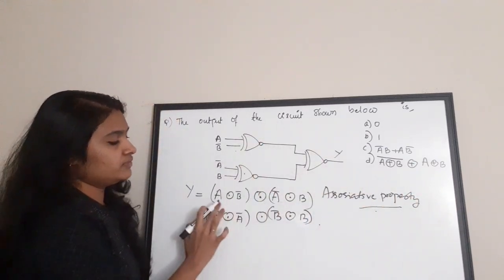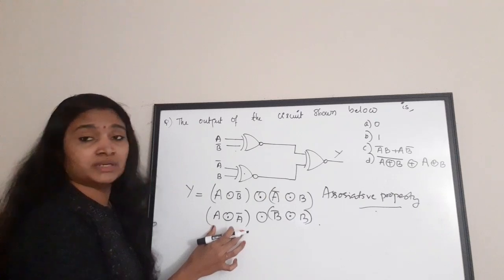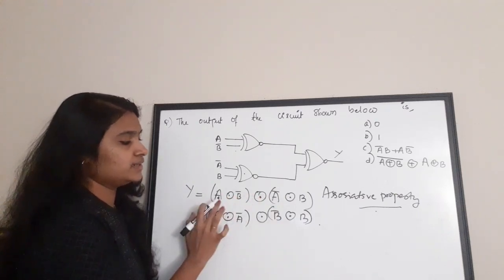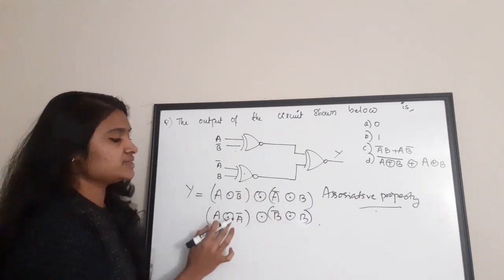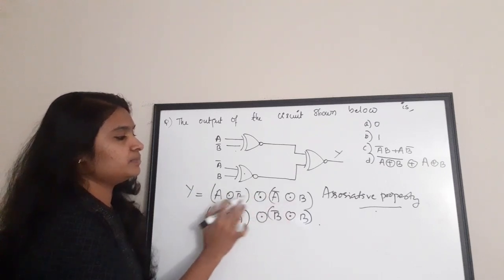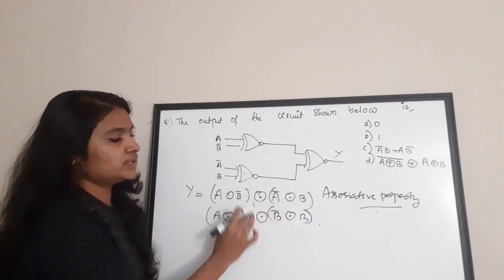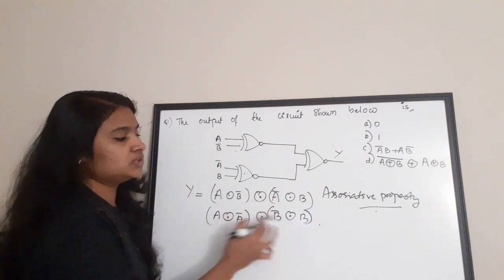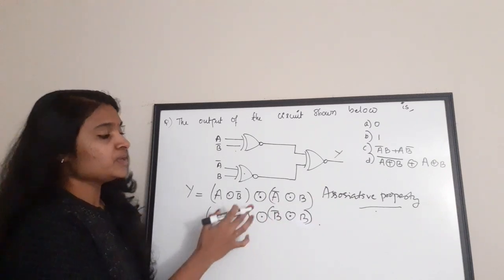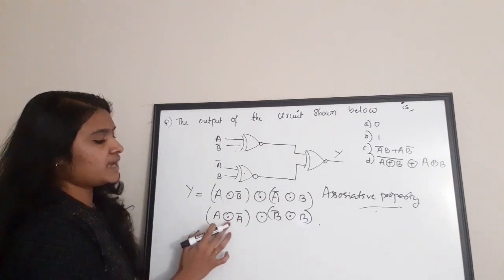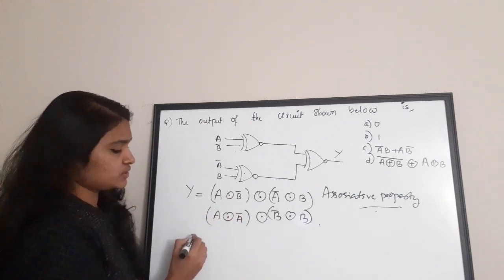Here what we have done, we have taken the A and A bar together and put it as a single XNOR, and B and B bar together and put it as another single XNOR, and taking both there is another XNOR. So this is the term. Now what is A XNOR A bar? It is equal to 0.